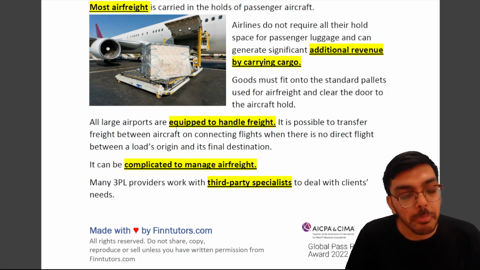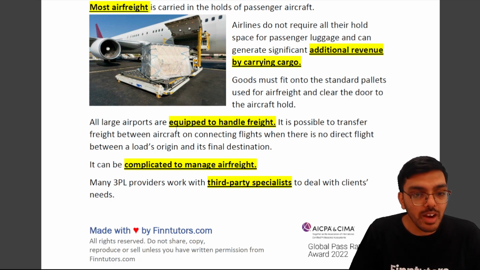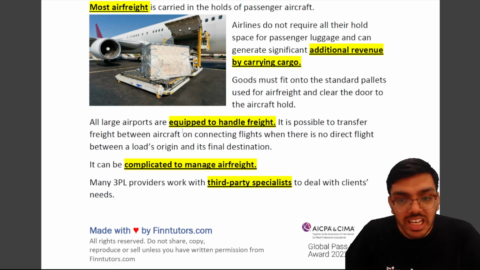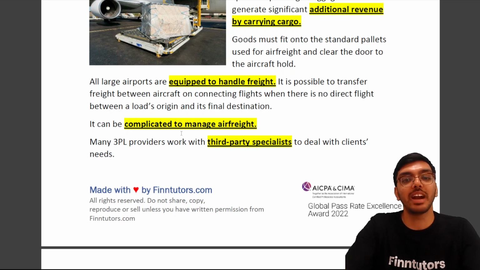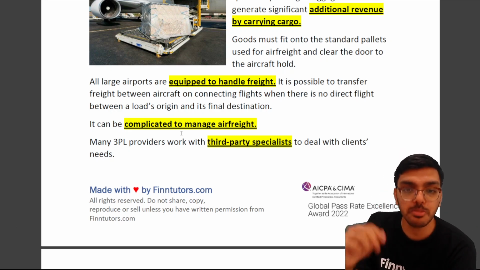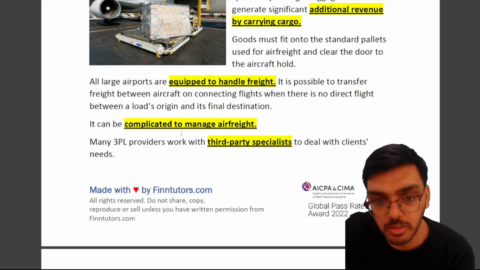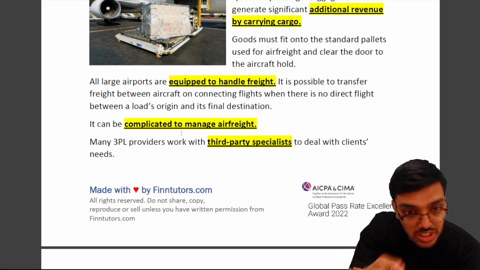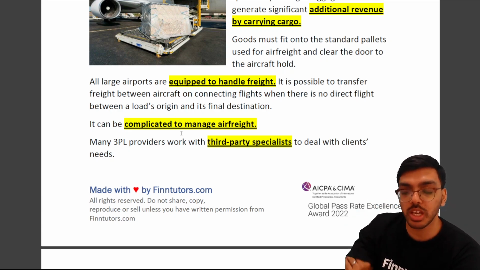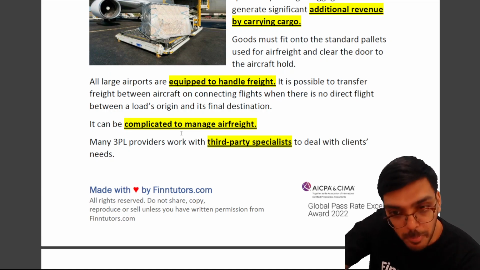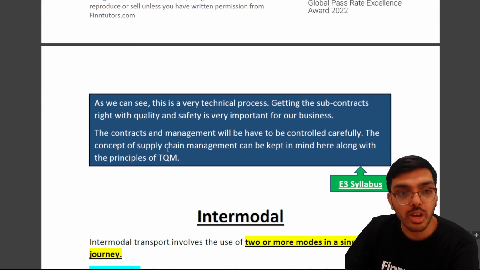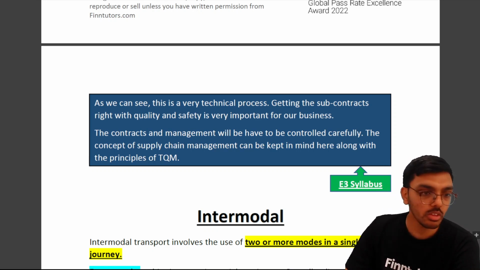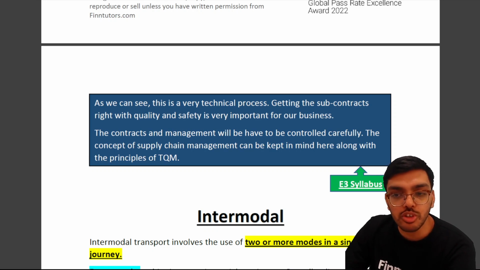It can be complicated to manage air freight. Many 3PL providers work with third-party specialists to deal with client needs. So this is a very technical process. A third-party logistics provider like us will work with a third-party specialist, also known as subcontracting, which we spoke about in the industry analysis. This is the trend as well. So 3PL providers are subcontracting the management of air freight because it's a very technical process. So getting the subcontracts right with quality and safety is very important for our business. The contracts and management will have to be controlled carefully.